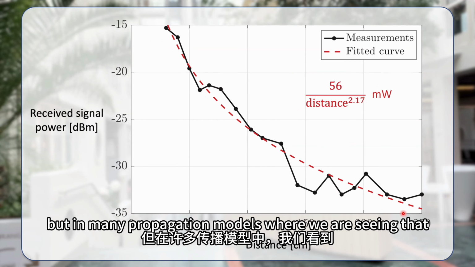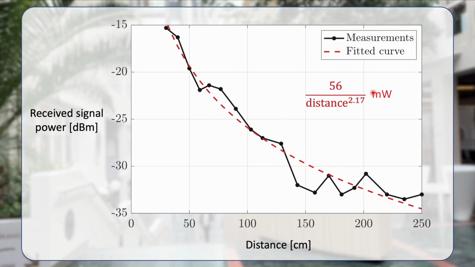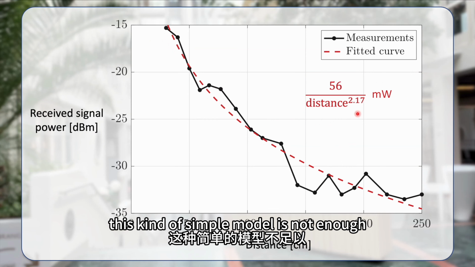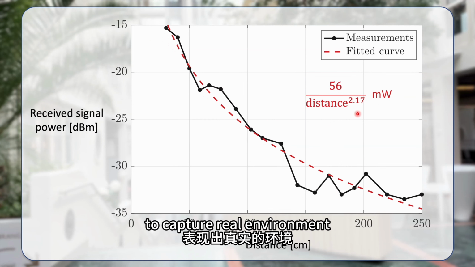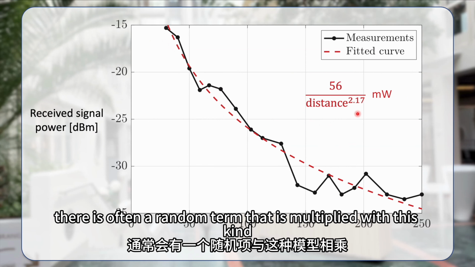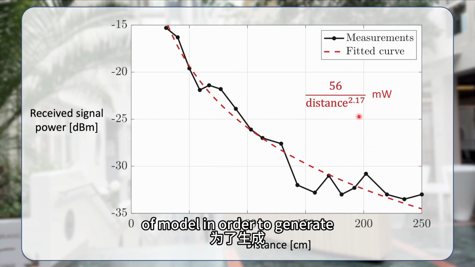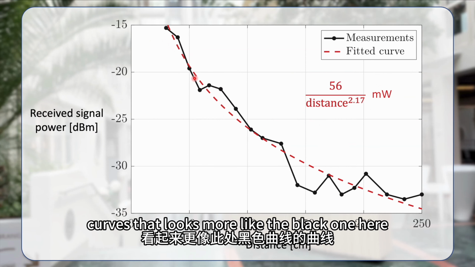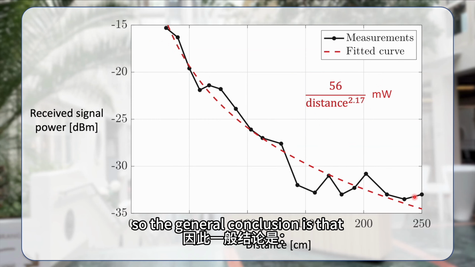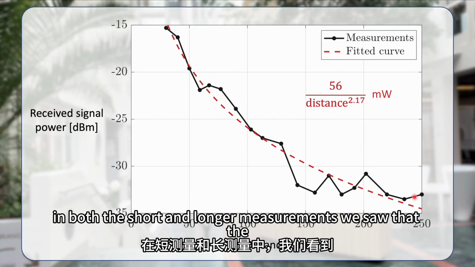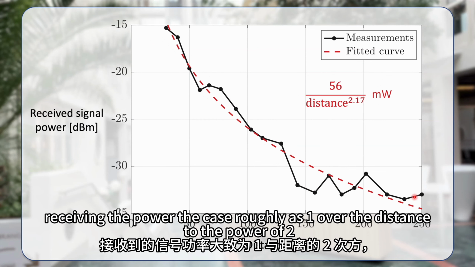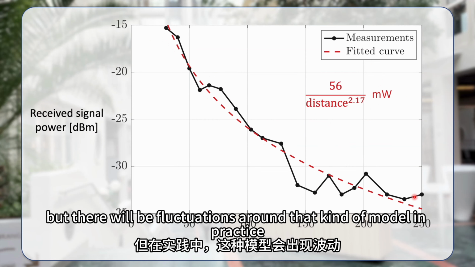But in many propagation models, where we are seeing that this kind of simple model is not enough to capture real environments, there's often a random term that is multiplied with this kind of model in order to generate curves that look more like the black one here. So the general conclusion is that in both the short and the longer measurements, we saw that the received signal power decays roughly as 1 over the distance to the power of 2. But there will be fluctuations around that kind of model in practice.